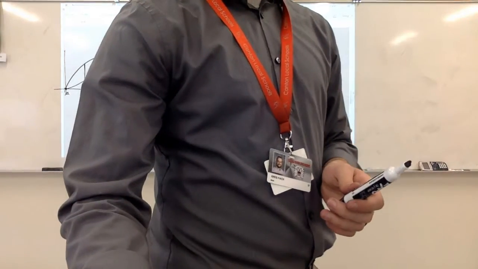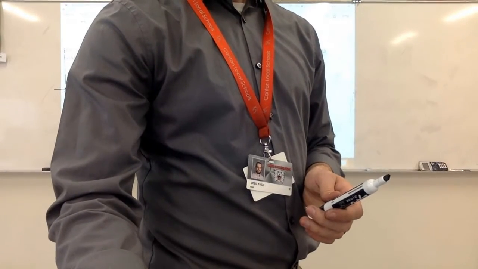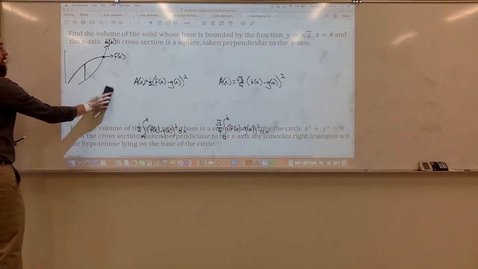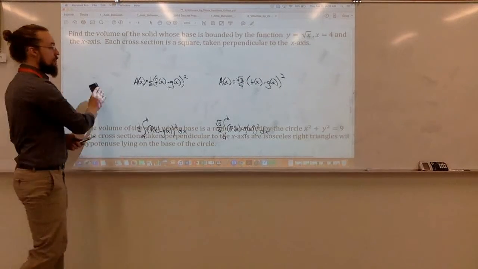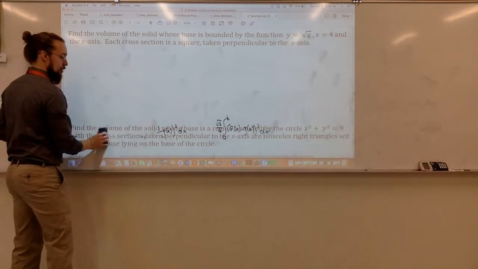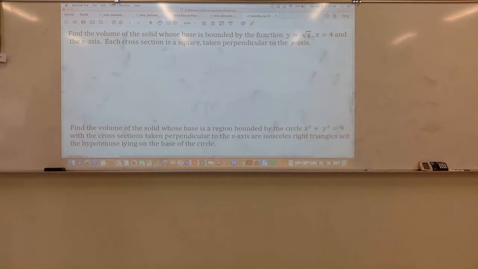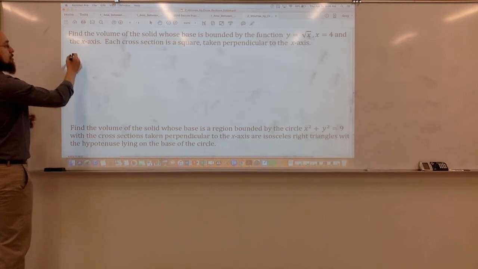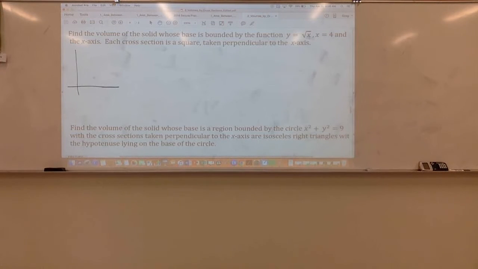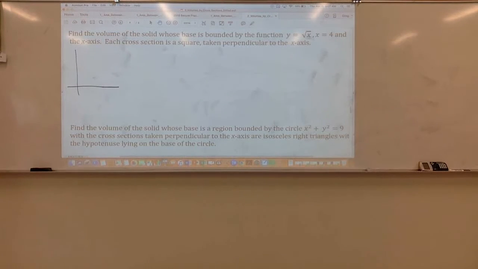All right, let's actually try an example here then. All right, so the first example says find the volume of the solid whose base is bounded by the square root of x and x equals 4 and the x-axis, and each cross-section is a square taken perpendicular to the x-axis. Okay, so for at least these first couple, let's sketch out what's going on here. We don't always have to make a sketch, but I think it's helpful to see what's happening. Hopefully we know what these functions look like a little bit.